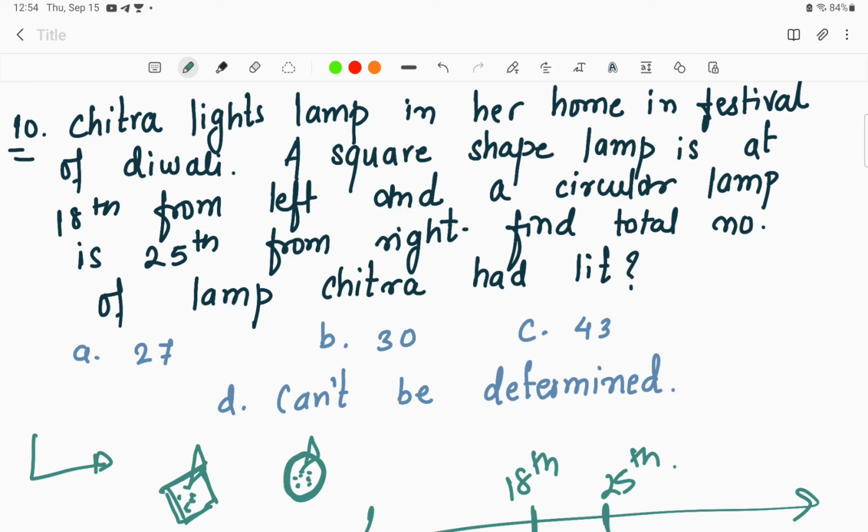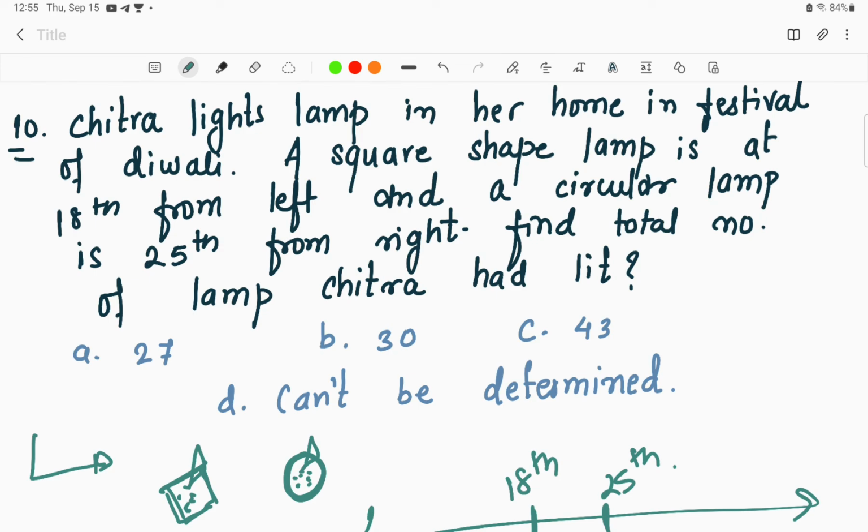So basically in this scenario, when we go through the options, we cannot find the answer. Why? Because the information provided for the total number of lamps is not given, nor do they say how many square or circular lamps there are. So in such types of questions or cases, we cannot find the answer.